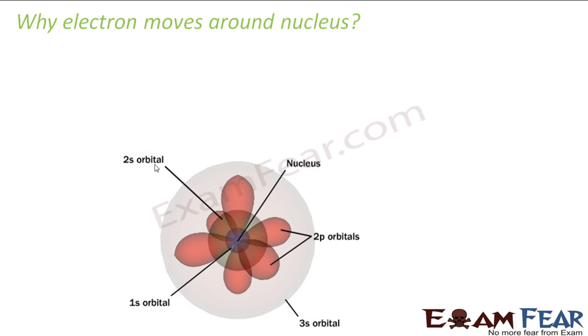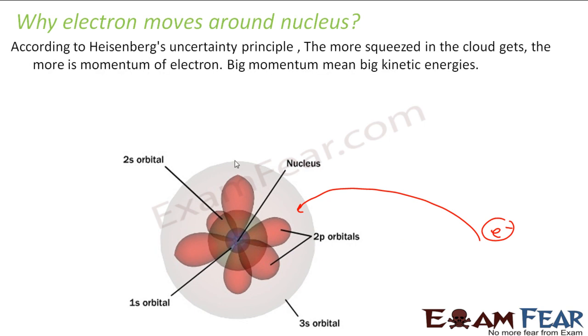Now the question is why an electron moves around the nucleus. It's a very good question. For example, I take one electron from somewhere and just dump it here. Why will it start moving? What happens to this electron? Let's understand this. It is based on the Heisenberg principle, which says that delta x times delta m delta v is at least h by 4 pi.